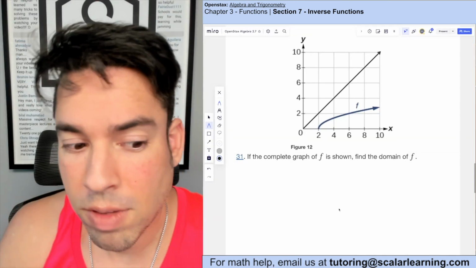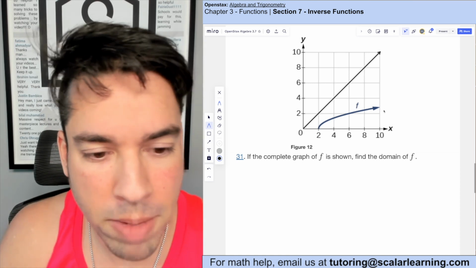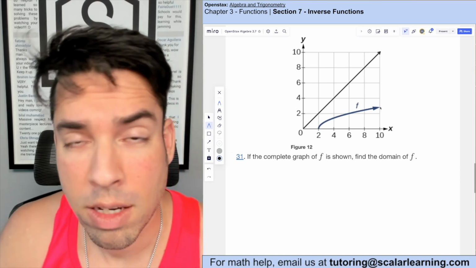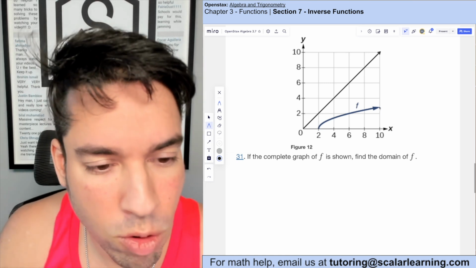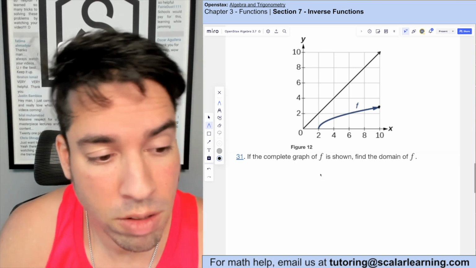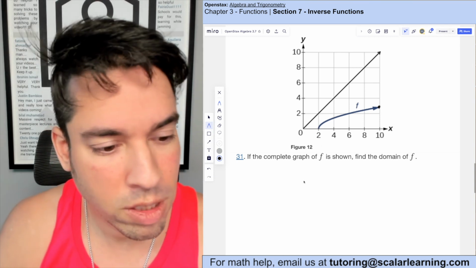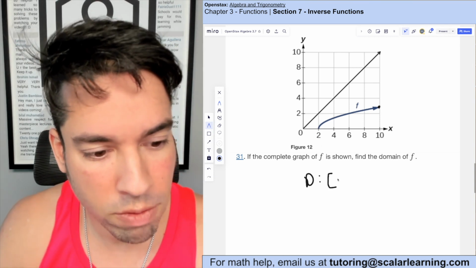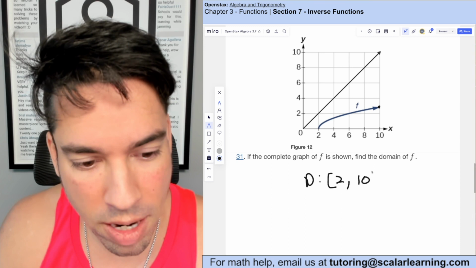So this question asks, if the complete graph of f is shown, find the domain of f. Well, here's the thing. If we assume that this arrow doesn't exist, and this is a point, and I think this is an assumption we're making here, if they're saying the complete graph is shown, then we see the domain is only going from 2 up to 10 inclusive.